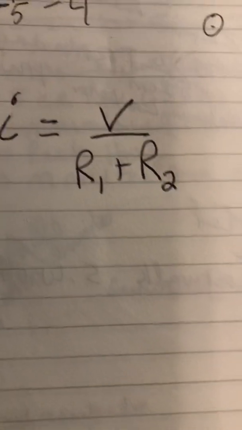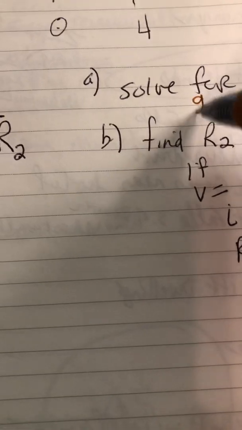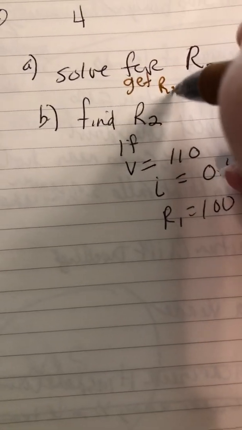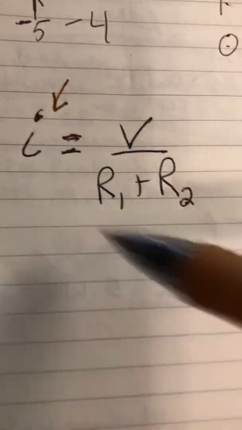Okay, so they're having you start with this equation right here, and the first thing they told you to do is solve for R2. Well, right now it's currently solved for I, because whatever's by itself on one side of the equal sign is what it is currently solved for. So if we want to solve for R2, that means get R2 alone on one side of the equal sign, doesn't matter which. So we're going to have to do some rearranging of this thing.